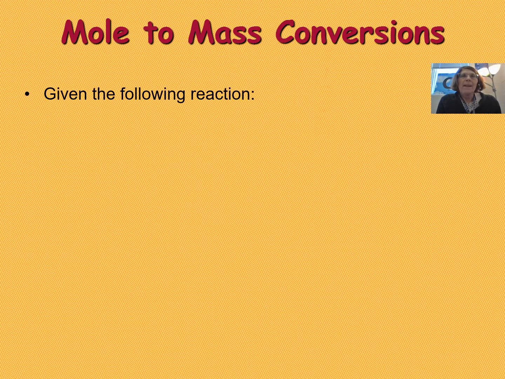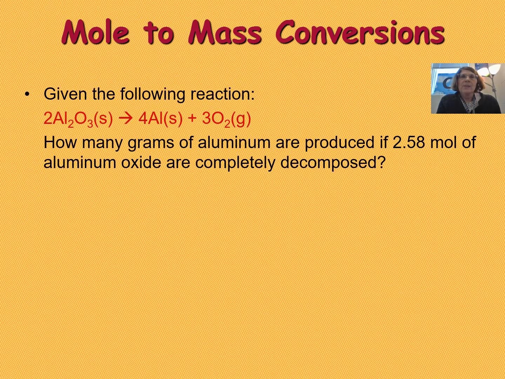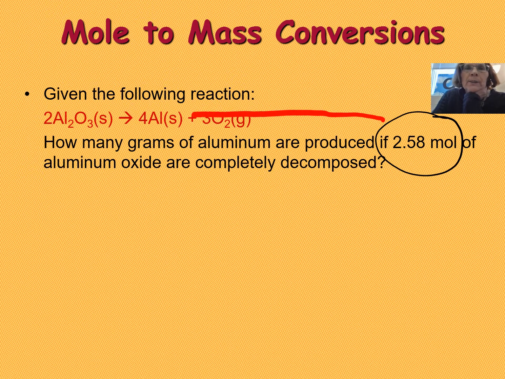So moles to mass. So we're given the following. How many grams of aluminum are produced if 2.58 moles of aluminum oxide are completely decomposed? So we're starting with moles, and we're going to grams of aluminum.